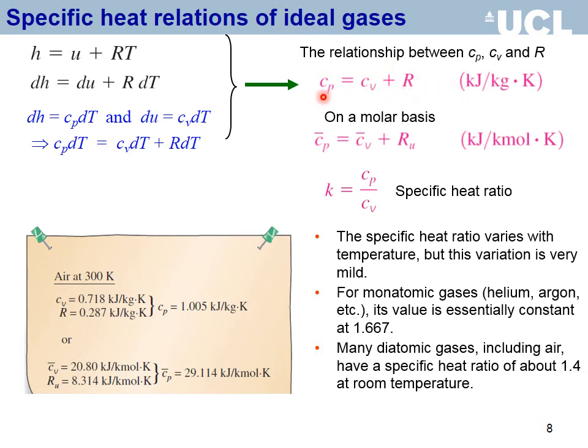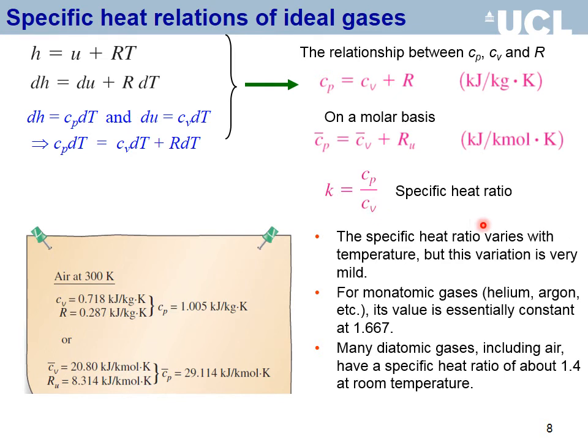We can multiply the whole thing with molecular weight as well, and get this expression in terms of moles. So if Cp bar is your specific heat per unit mole, when you're considering this expression on a molar basis, you can write that as Cp bar equals Cv bar plus Ru. Now this is the universal gas constant. And if we take the ratio of Cp and Cv, that's what we define as specific heat ratio, k, that's equal to Cp by Cv.